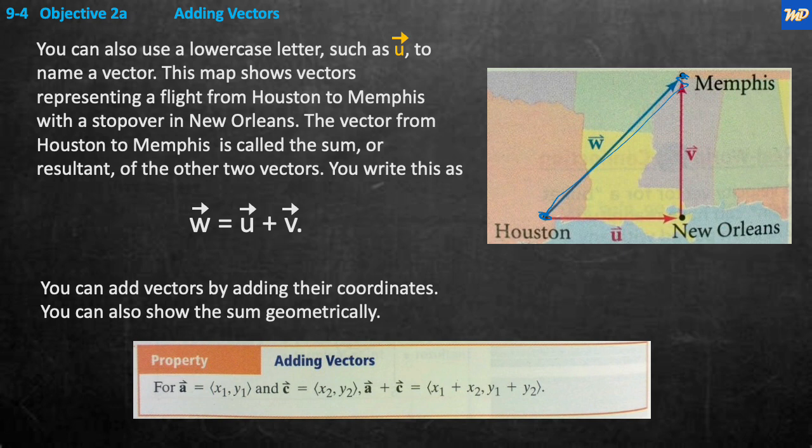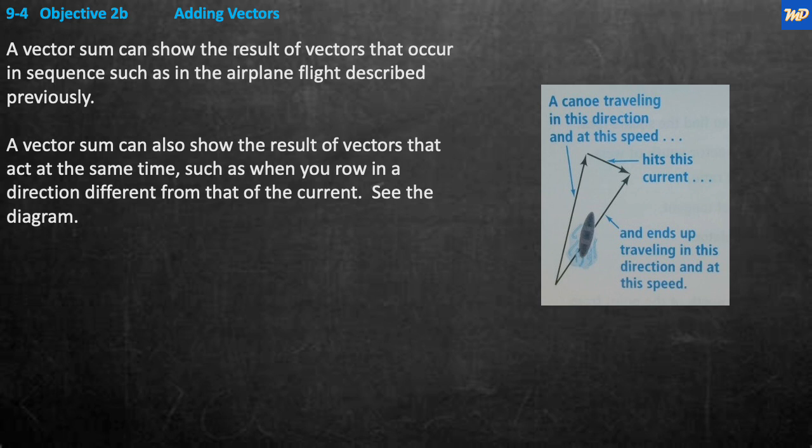So you can add vectors by adding their coordinates. You can also show the sum geometrically. So let's look at this. Adding vectors: for vector a equal to x1 comma y1 and vector c equal to x2 comma y2, then vector a plus vector c equals x1 plus x2 comma y1 plus y2. You just add them together and you'll get your new vector. Okay, objective 2b is the second slide here.